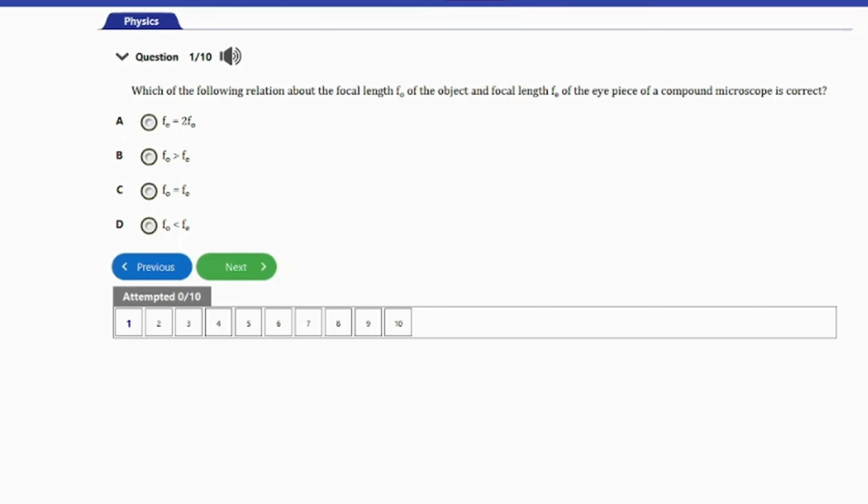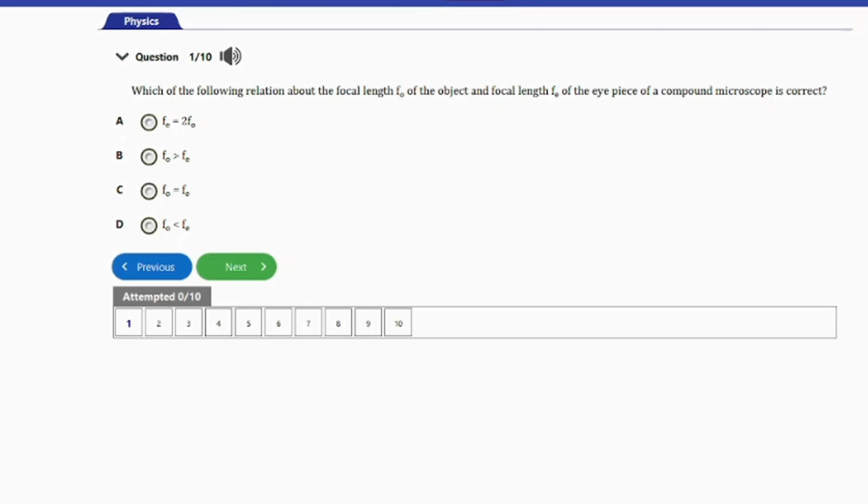It says, which of the following relations about the focal length f0 of the objective and the focal length fe of the eyepiece of a compound microscope is correct? A. fe is equal to 2f0. B. f0 is greater than fe. C. f0 is equal to fe. D. f0 is less than fe. The answer to this question is option B, f0 is greater than fe. So that's it for this question.